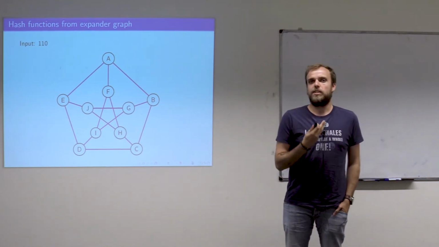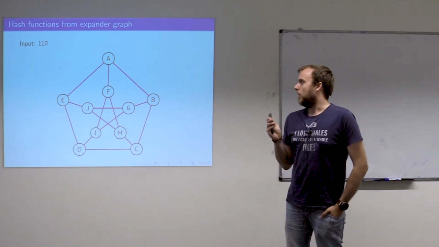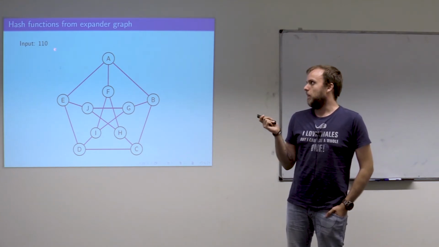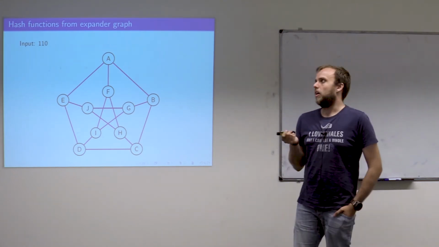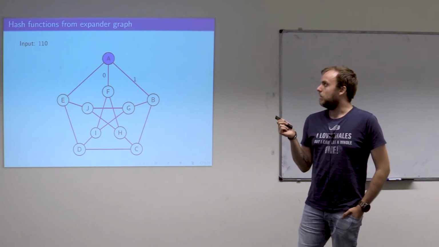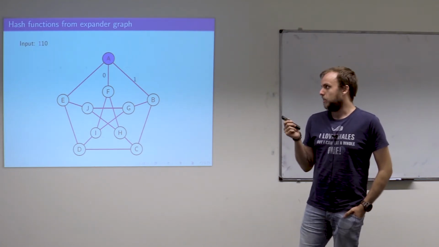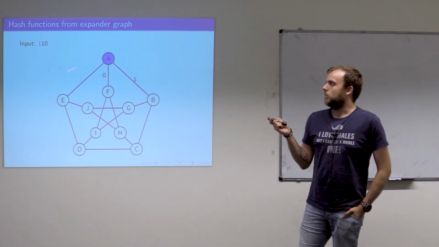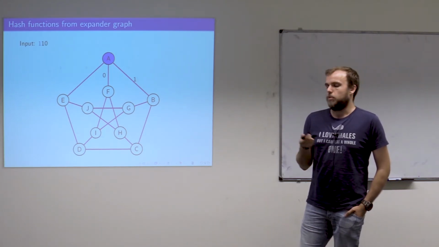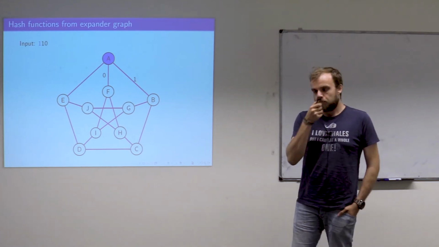First of all, how can we create a hash function from a graph? Let's say we have this graph, which is called the Petersen graph, and we want to hash our input 1, 1, 0. Basically, what happens is we start from an arbitrary but fixed vertex A, for example. For now, we will just simply ignore this edge going here, and we will label these other two edges 1 and 0 in some arbitrary but fixed way.